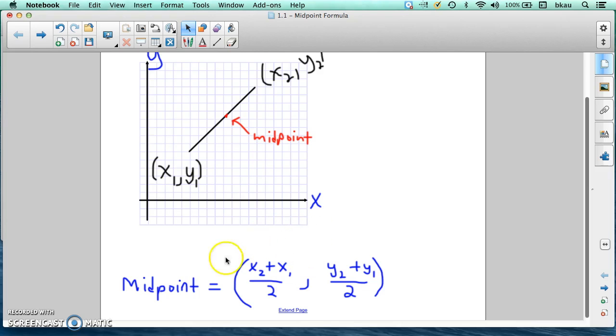And in this case, it is a point, so we just have to make sure that you understand that it is a midpoint. So we have a coordinate. It's not going to give us a single value. It's going to give us an ordered pair. So let's take a look at an example.